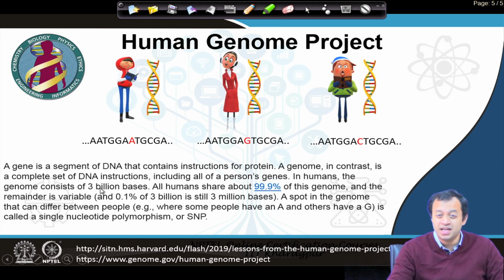You have 3 billion bases. Of all the bases, all the streams that you are looking into, you have 3 billion bases and there are repetitions. And only 0.1% of the 3 billion, which is still large, is variable. This 0.1% of the genome that is different between you and me is what differentiates between you and me.